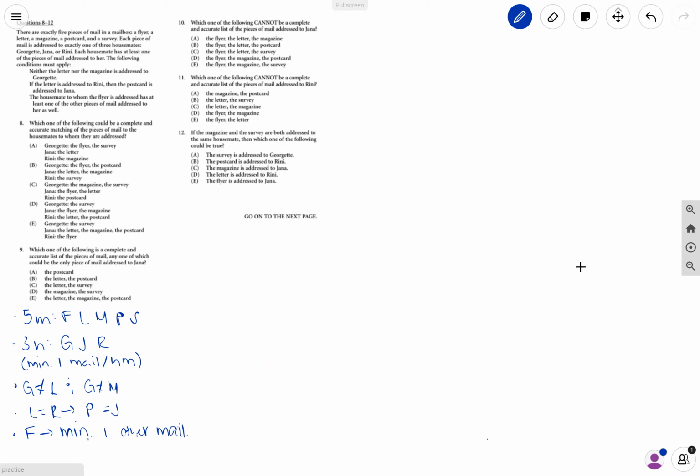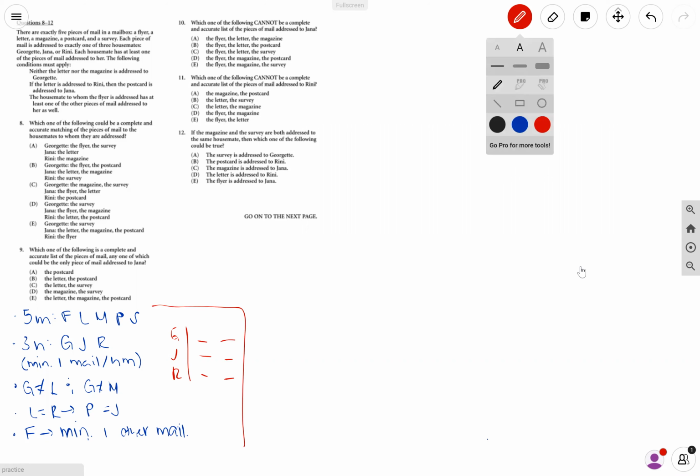So there's different ways to diagram this, but I really like the way that the first question has set it up. So the way I would set up my diagram is I'd have G, J, R, and then I just write across which mail they're getting assigned. And then again, these are simple enough that I can just compare my rules to my answer choices.